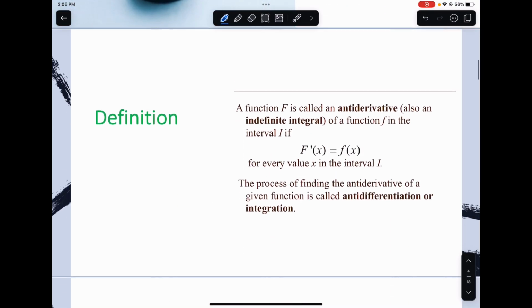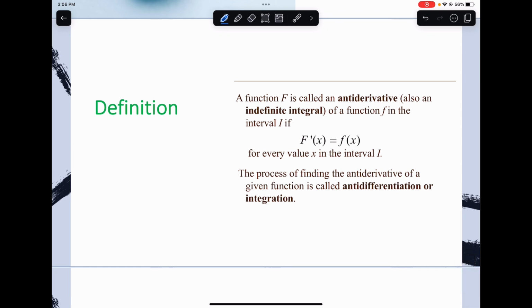So to formalize our definition for antidifferentiation, a function F is called an antiderivative, the same as the indefinite integral. So antiderivative, indefinite integral, integral, those are just the same. The antiderivative of the function f in the interval I, if F prime of x is equal to f of x. So F prime of x, the derivative, will be equal to f of x. The process of finding the antiderivative of a given function is what we refer to as antidifferentiation or integration.